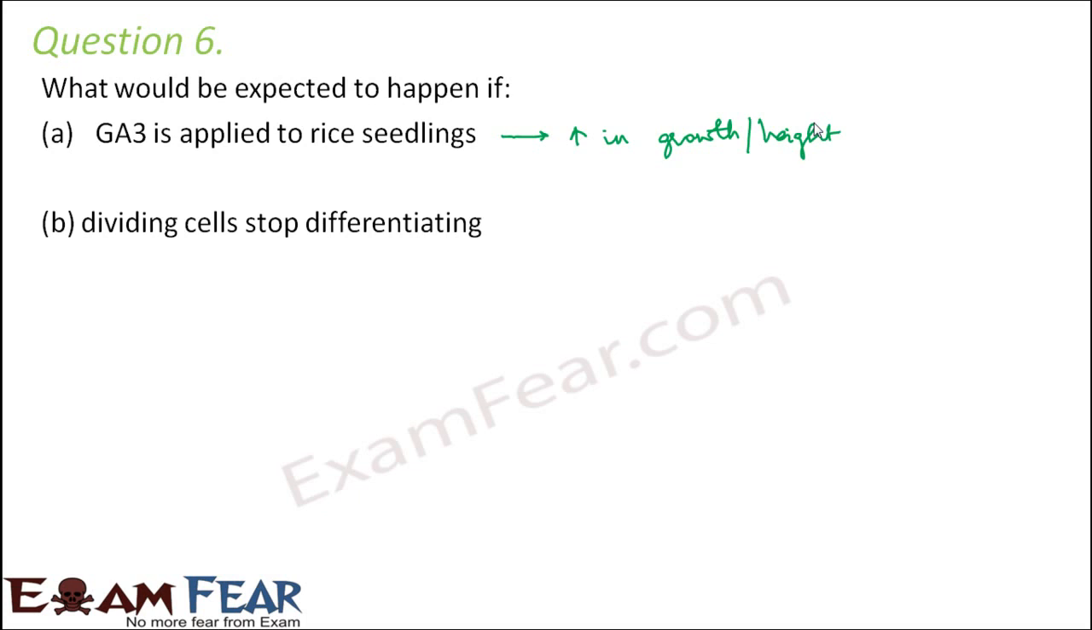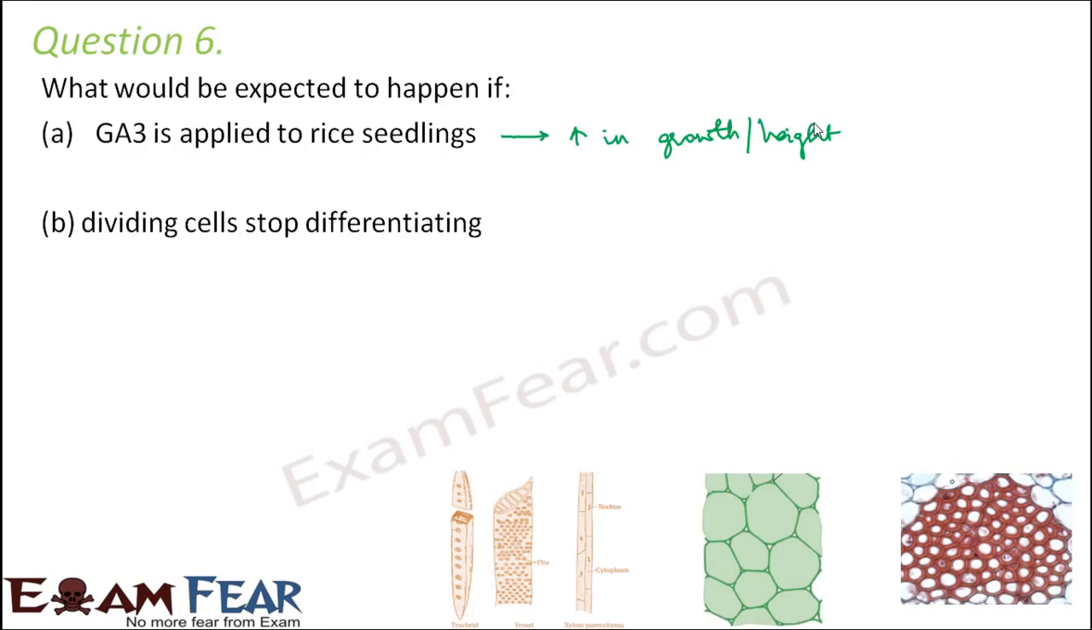Dividing cells stop differentiating. So this means that due to cell division, a lot of new cells will be produced, but they will not differentiate to form specific tissues. Because when the cells differentiate, only then they form different tissues like the parenchyma, the sclerenchyma, the collenchyma, or the xylem tissues, the phloem tissues. Now, if they stop differentiating, all these tissues will not be formed. So what will happen? Only the bunch of cells will be left. And the bunch of undifferentiated cells is known as callus.